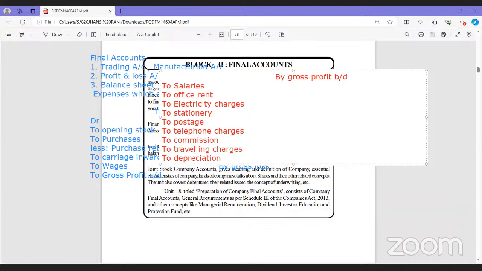So we are providing an expenditure, which we write as depreciation. Now, these all are expenses on the debit side. Continuation of this one only I'm writing here.